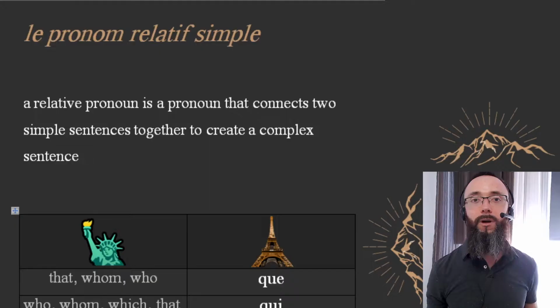Today we're seeing how to connect two sentences together, one being dependent on the other, with a simple relative pronoun in French. If you want to see how it works right now, round one.